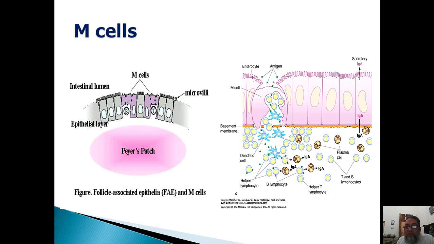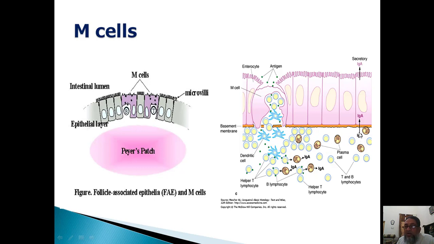So antigen-antibody reaction will take place and the T cell becomes sensitized. When it becomes sensitized, it will be converted into the B lymphocyte. So the B lymphocyte forms plasma cells to form the IgA. This IgA is produced with the help of the M cell present in the lamina propria. These plasma cells are present and they convert into IgA.